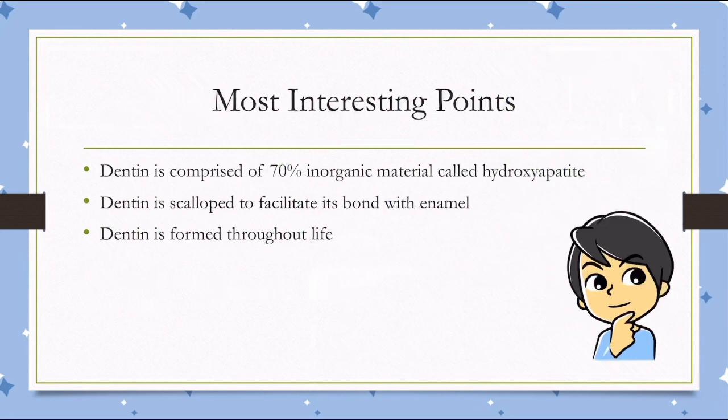Alright, so after learning all about dentin, there are definitely some things that really stood out to us. We found it really interesting that most of our dentin is actually made up of an inorganic material. It is really cool that dentin has a natural design to it in the shape of scallops, and these scallops actually have a purpose, which is to help dentin bond with the enamel. Another interesting thing that not everyone knows is that dentin actually is continuously forming throughout our lifetimes.